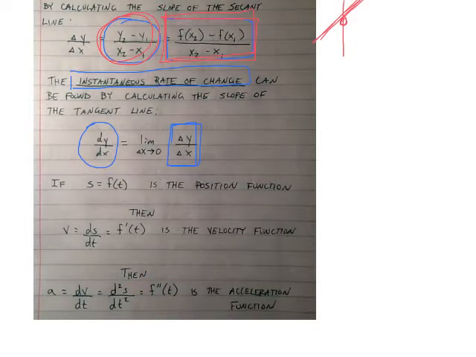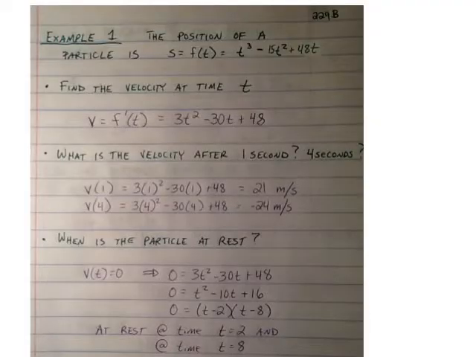So the question I'm going to pose is, I'm going to give you position, and I want you to find the velocity and acceleration, and do various things with that information. Here we go. They give us a position, and it looks like we have a cubic function, and we're first asked to find the velocity at time t. So that's pretty much straight up find the derivative of f.